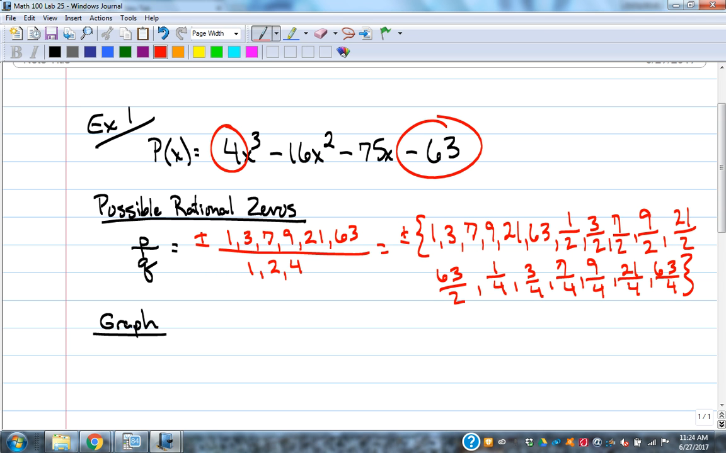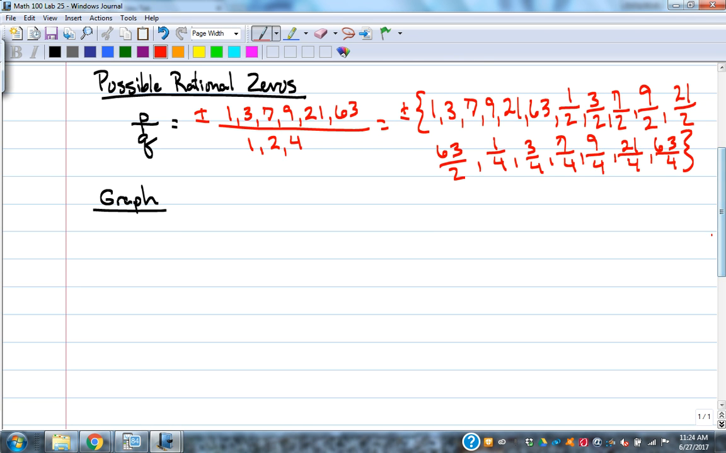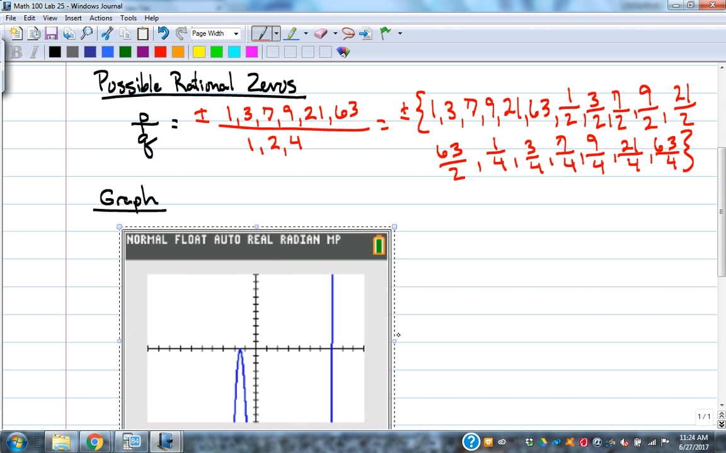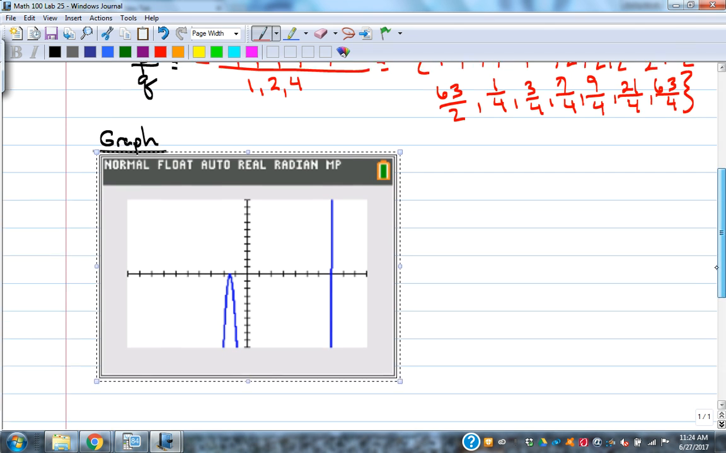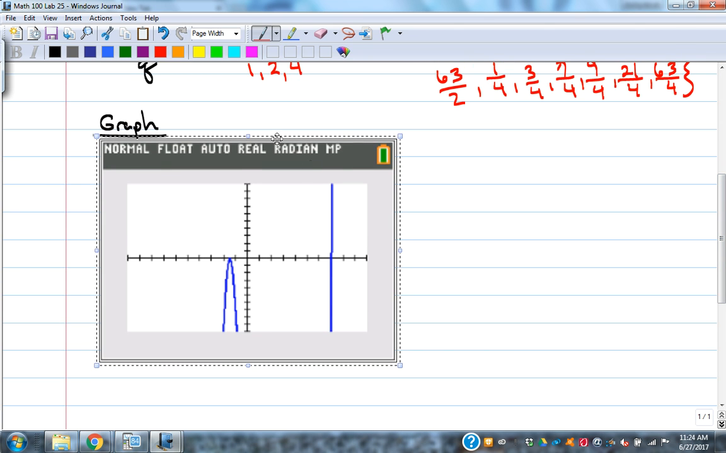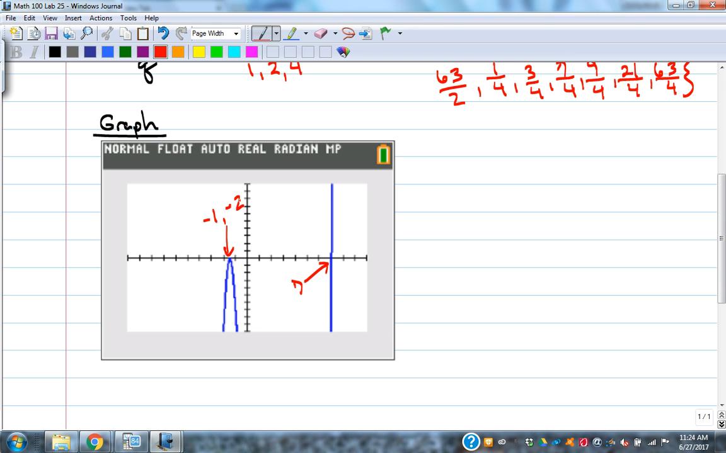So the next step would be to graph that polynomial and look at the graph to see where it's crossing the x-axis. I've graphed that with my graphing calculator, and I'm trying to see where it's touching or crossing the x-axis. One place it's crossing would be right there: 1, 2, 3, 4, 5, 6, 7. It looks to be 7 on the x-axis. And then here, it's between -1 and -2, somewhere between those two. Not sure what that number is, but it's one of these fractions that has to be there.